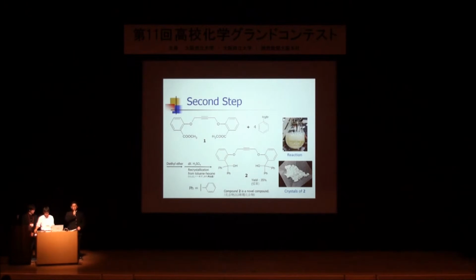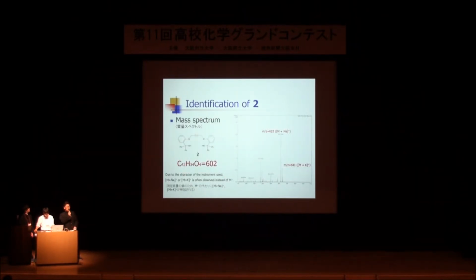In the second step, compound 1 reacts with this Grignard reagent. The product was treated with acid. Finally, we get a crystal. We succeeded in synthesizing compound 2. This is a novel compound 2. Here, you can see the mass spectrum for compound 2. These peaks correspond to compound 2.